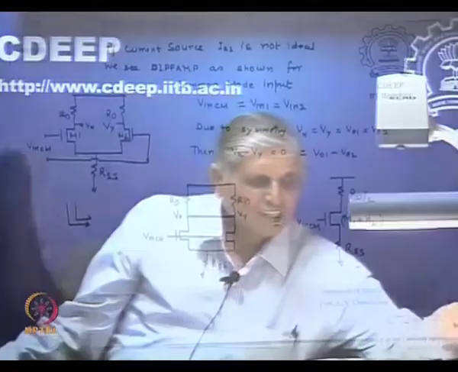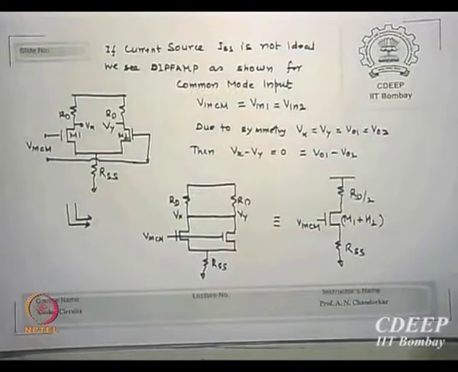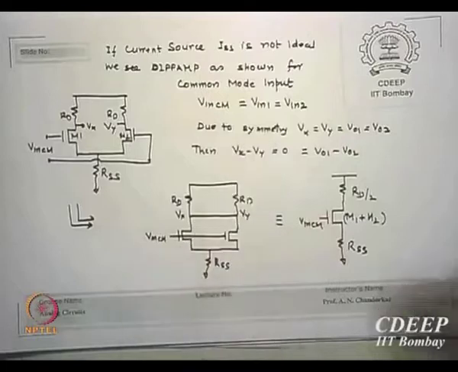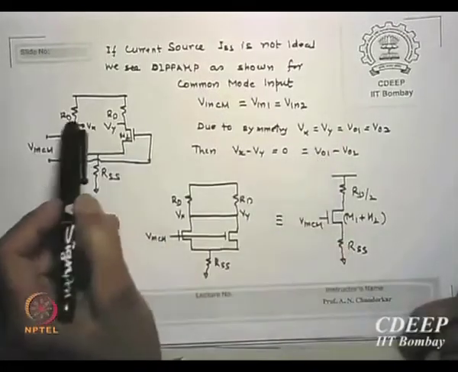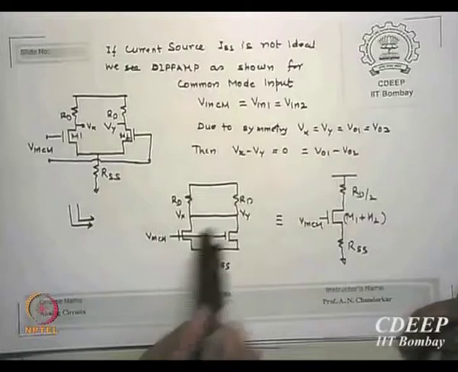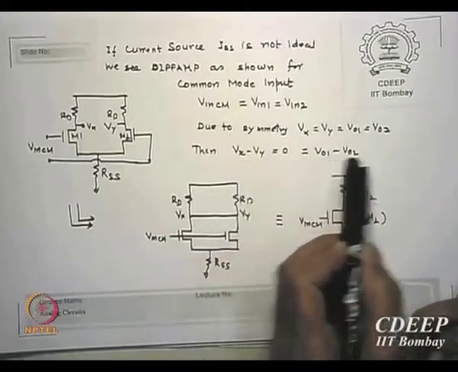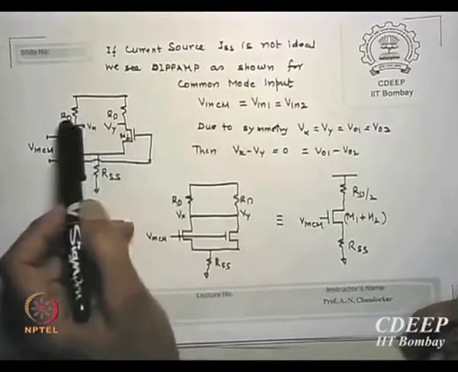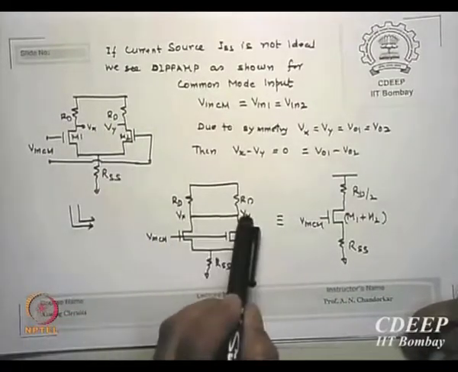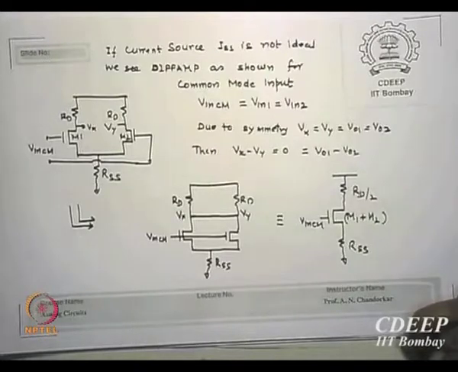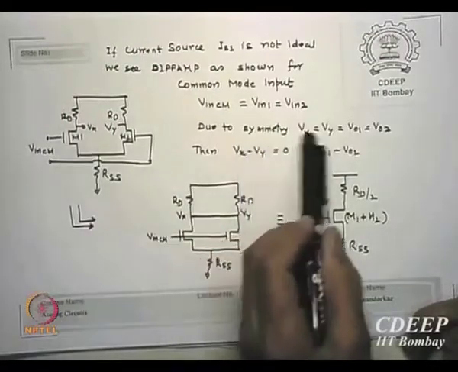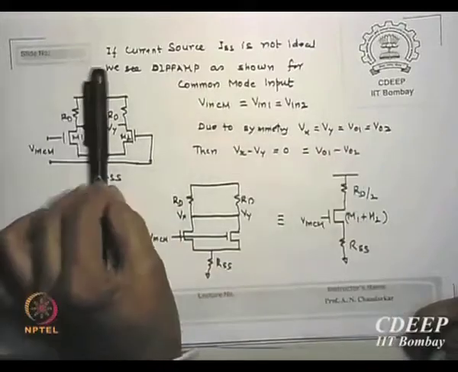In that case, now look at what is happening for the common mode. V in CM, which is equal to V in 1 equal to V in 2, due to symmetry Vx minus Vy is Vo1 minus Vo2. Please look at it the way I am now doing. These voltages are same, so I connect them. You said Vx is equal to Vy, so I connect. It is the same potential, you said the circuit is symmetric, Vx is same as Vy.